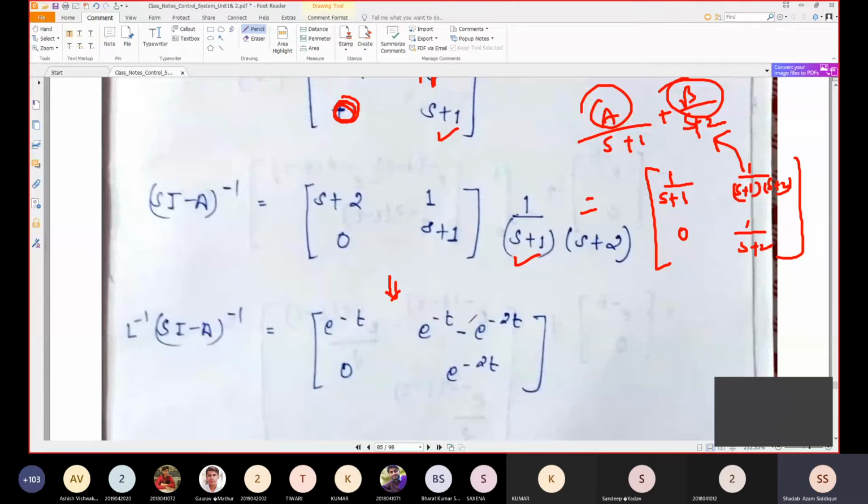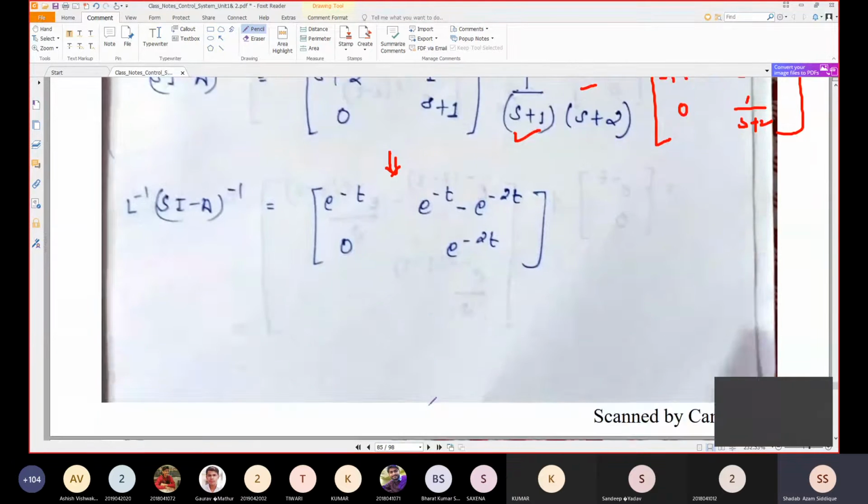So this will give you e to the power minus t minus e to the power minus 2t. You should do these things. Okay, but this is very easy. You can find. Now 0 always gives you 0 as the inverse. And this 1 by S plus 2 is nothing but 1 by S plus A. So 1 by S plus 2 gives you e to the power minus 2t. So this is the inverse Laplace.